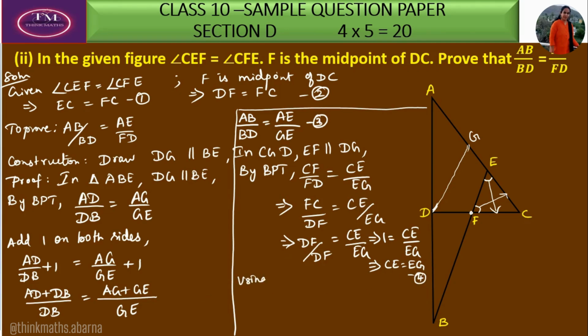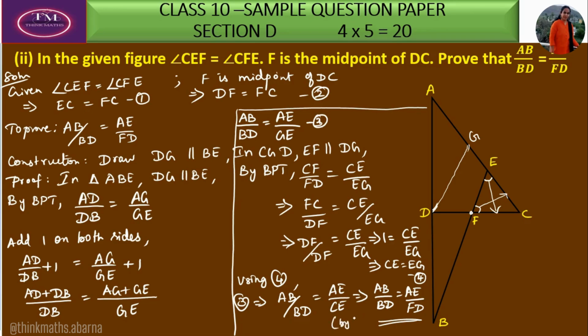Okay. So using 4, what happens to 3? 3 happens as AB by BD will be equal to AE by, we have GE. So this GE is equal to CE. Now what is CE? CE or EC is equal to FC. Okay. So FC is equal to FD. So we can write AB by BD equal to AE by CE. Instead of CE, we can write FC. FC is equal to FD. So we can write instead of CE, FD. So this is what we have to prove and we have proved it. Okay. This FD came from 1 and 2.